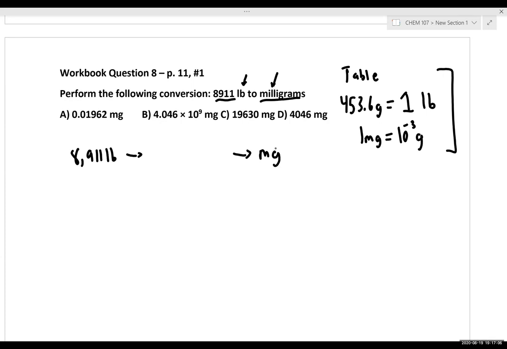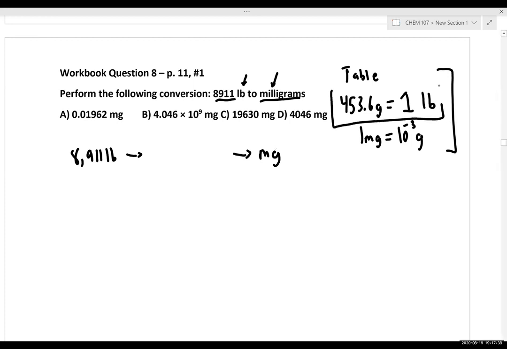What relationship can we use that gets us from the English system of pounds to the metric system of grams or milligrams? Is there a conversion factor, or is there an equality that we have that relates pounds and milligrams or grams? Is it the 453.6 grams?